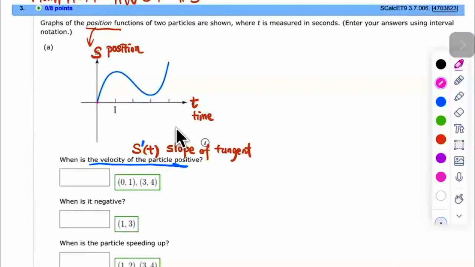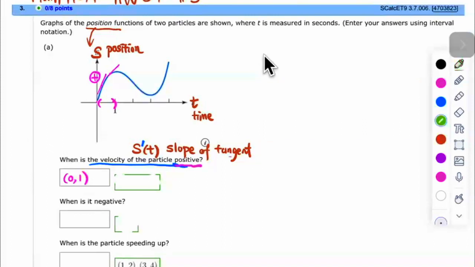Let's think about from 0 to 1. Now we try to draw a tangent, from here to here. You see the tangent line right here, it's going to rise from left to right. So the slope of the tangent will be positive from 0 to 1. That means the velocity will be positive there. So we'll have 0 to 1.